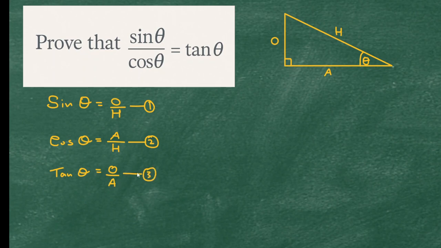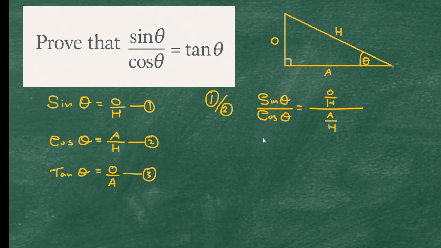Third one. Now, all I need to do is get sine divided by cos. So obviously I have to divide 1 by 2. So let's divide 1 by 2. So I get sine theta divided by cos theta is equal to, now the left hand side is sine theta, right hand side is O over H. So let's write it here, O over H, and cos theta is A over H.